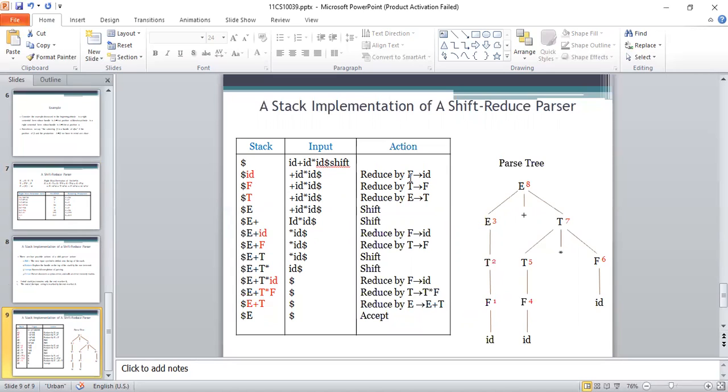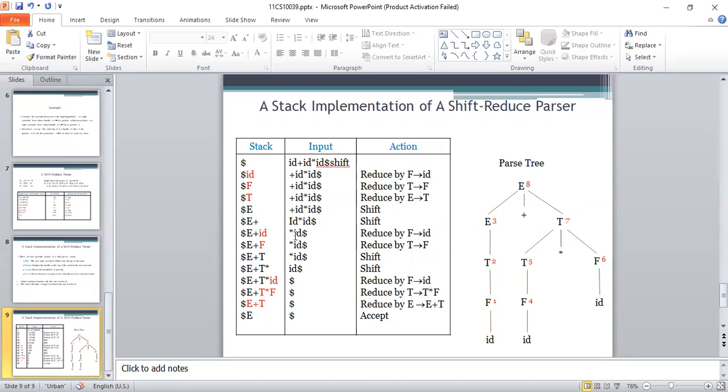So reduce by F into ID. Again the same production will be executed. Same input is passed. So F means here T. T means E. E means then again up to here. Once the root symbol has occurred, then we have to shift to the next symbol. That is shift to the next symbol: plus ID star ID dollar.